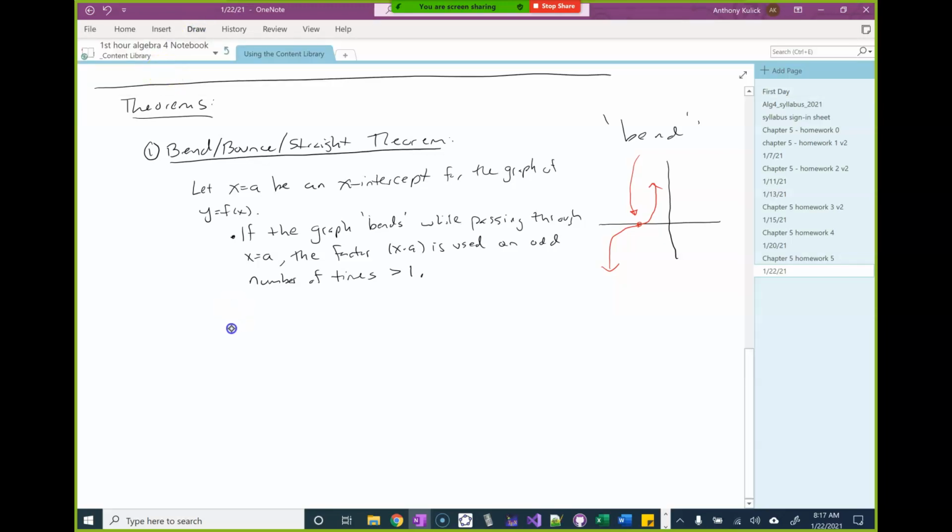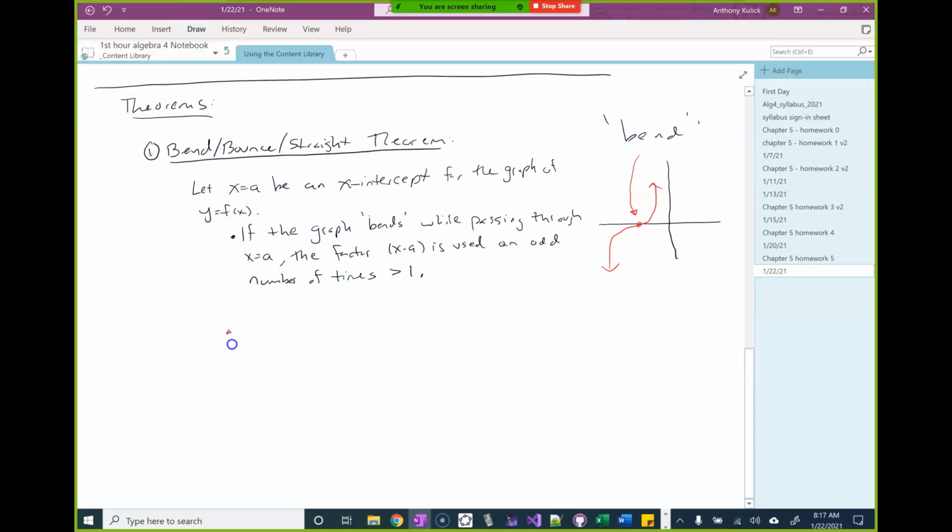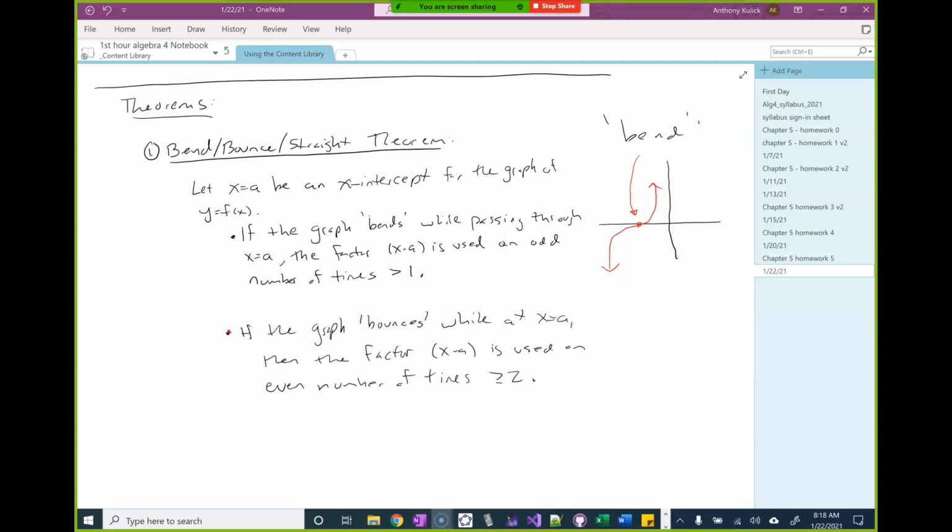We should say at x equals a, then that factor is used an even number of times greater than or equal to 2. And I'm going to change this to say greater than or equal to 3, just so we're using greater than or equals in both cases. Greater than 1 and greater than or equal to 3 are basically the same thing if we're talking about integer values, right? What's the next whole odd number greater than 1? 3. So greater than 1 is like 3, 5, 7. Greater than or equal to 3 is still 3, 5, 7. I just figured it'd be easier if that matched.